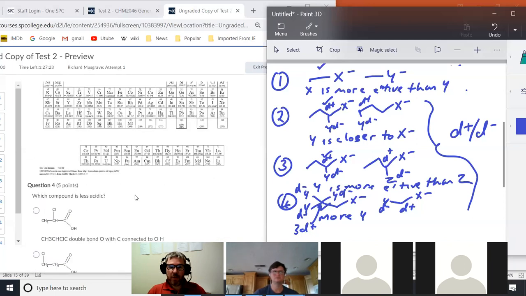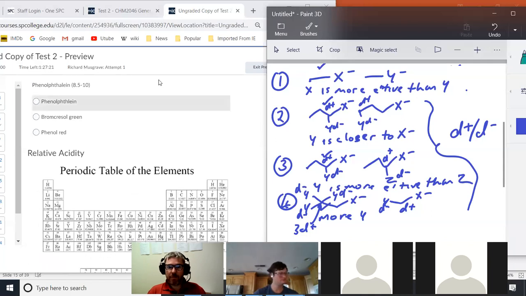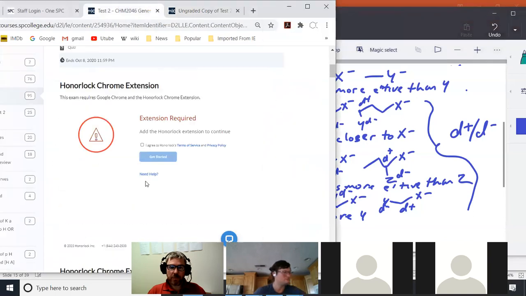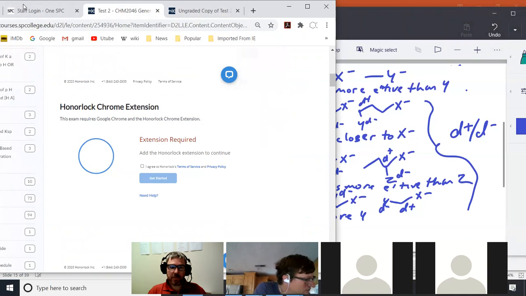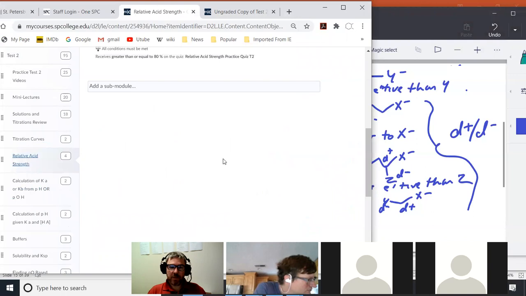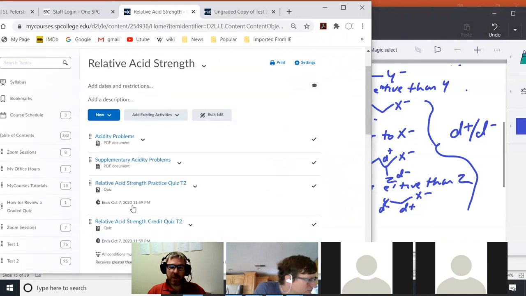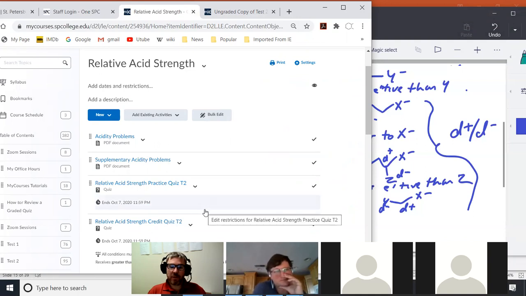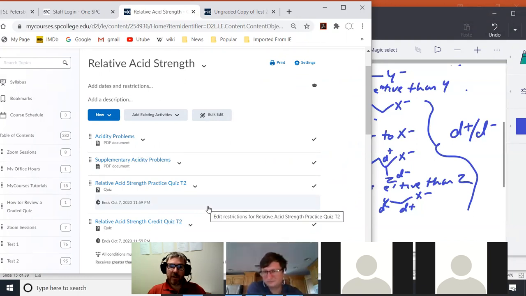Okay. So I would recommend going through those worksheets in the relative acid strength folder. I'd also do the fun quiz as well, which has similar problems to what's on the test. And then I would also definitely go through the test questions and understand what you need to be looking for in those questions as well. All right. Does anybody have any other questions about the relative acid strength portion of things?